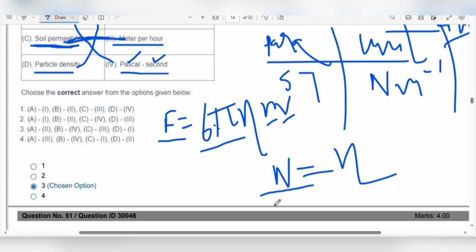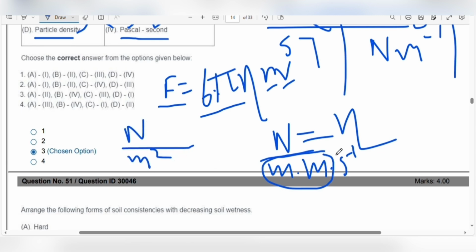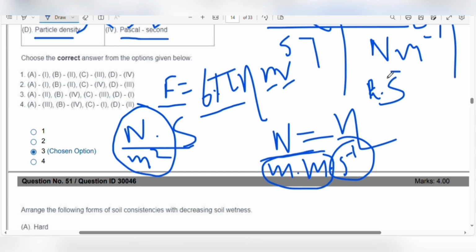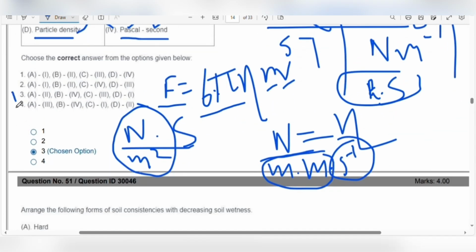So in force, the SI unit of force is Newton, and below it will come meter into meter per second, right? So meter into meter becomes meter square. So it becomes Newton per meter square. The second to the power -1 comes above and it becomes second. This Newton per meter square is the unit of pressure and it is Pascal. Pascal into second. So it is Pascal second, right? So the answer is option 3.